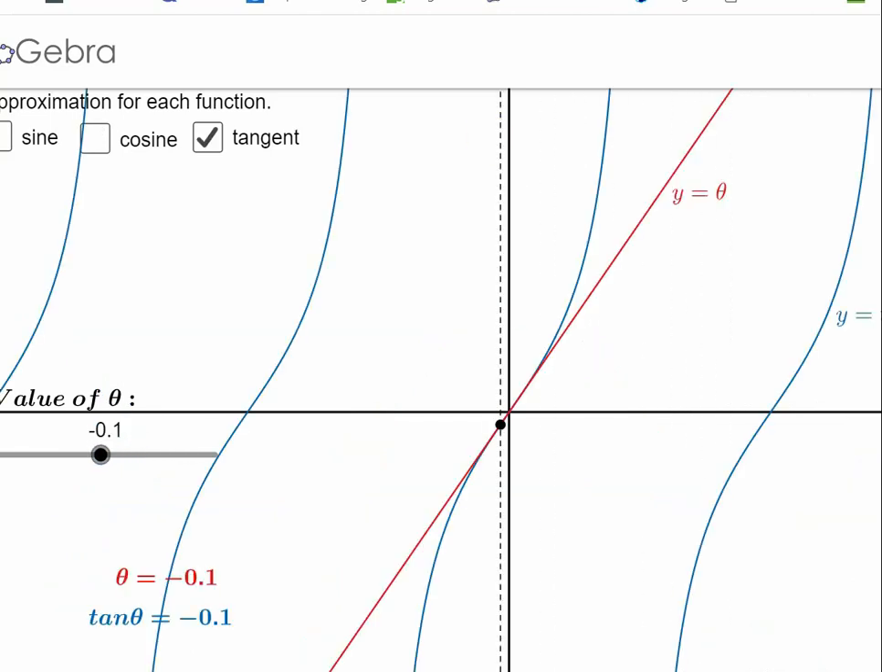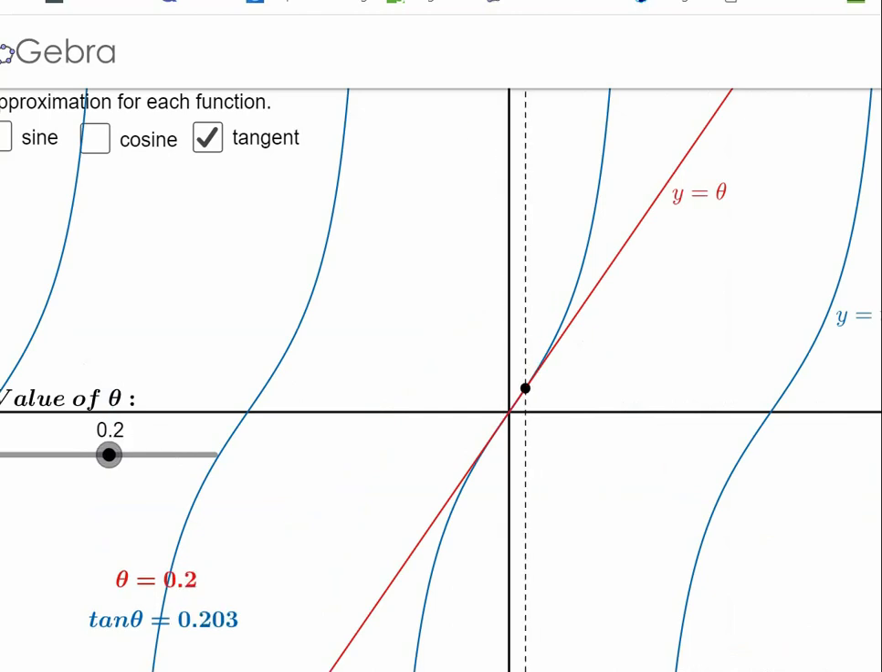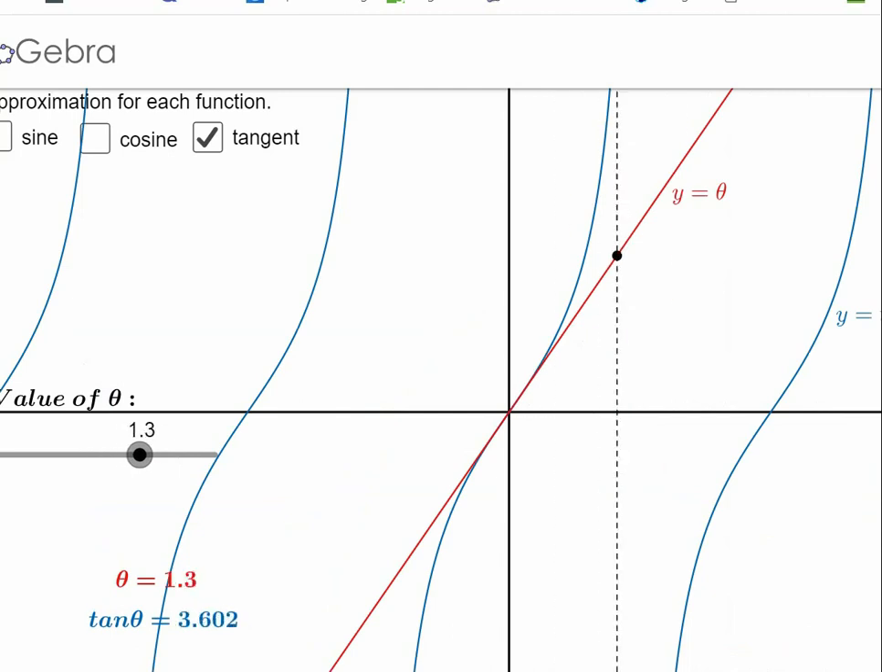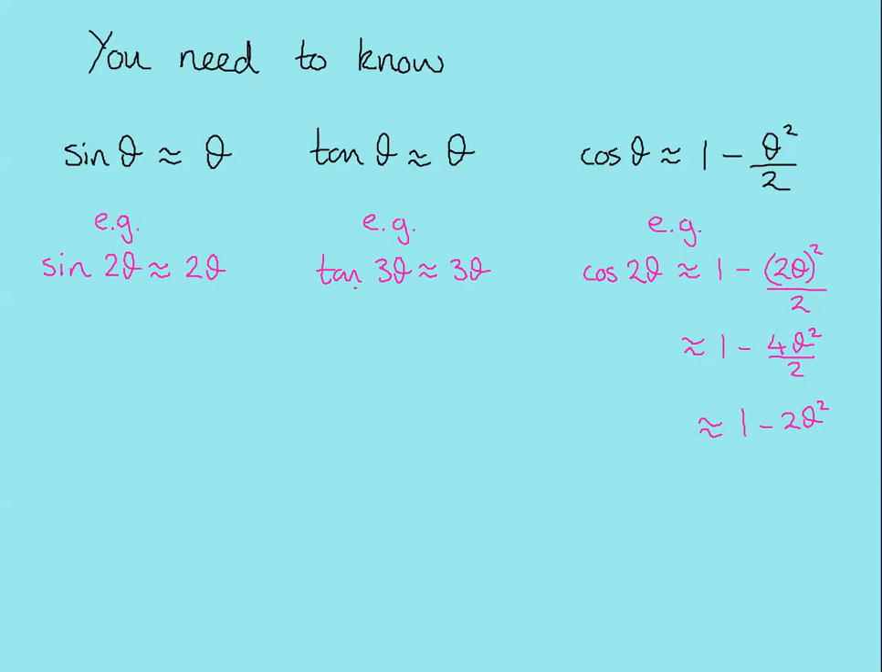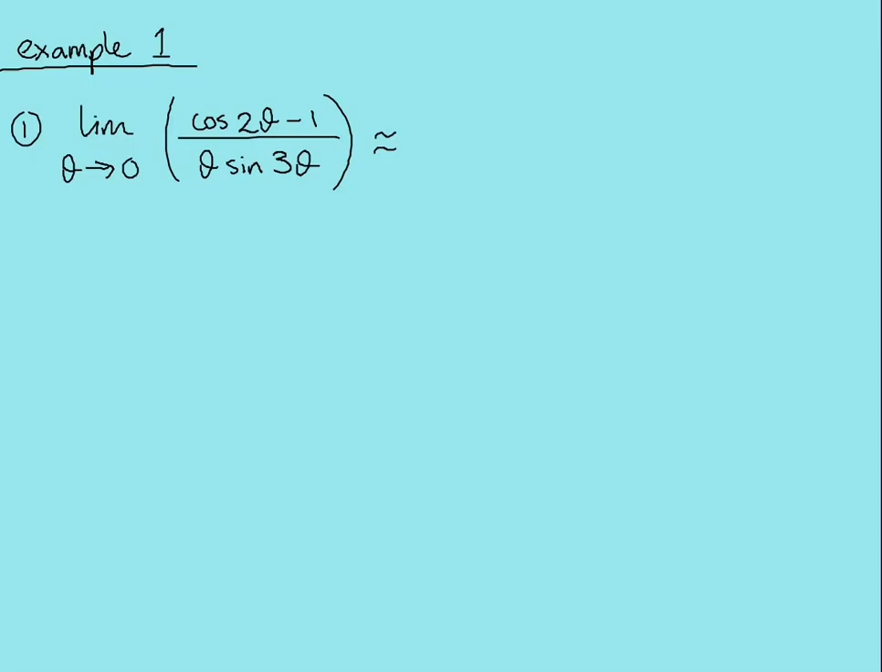And the tangent one, again, we're saying tan theta is approximately equal to theta. When x is really small, you can see it's a pretty good estimate. But when it gets bigger, it's useless again. So hopefully that visual has made you happier, and what you basically need to know are these three formulas written in black off by heart.